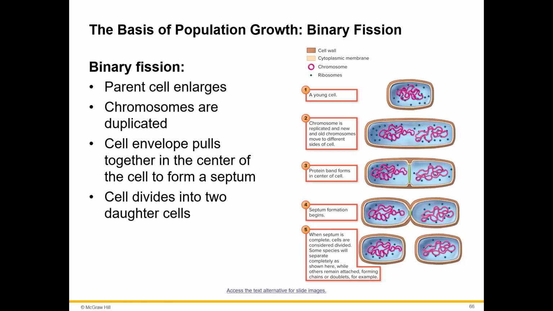Here you can see a cell. The cell is going to elongate, and then the genetic material is going to be replicated. The copied chromosomes are going to separate toward opposite ends of the cell, and then a band is going to form in the center of the cell. Eventually that band will pinch in and shrink, and those cells will divide in half. The two daughter cells will then be pulled apart and free to be divided and to do their normal cell function.